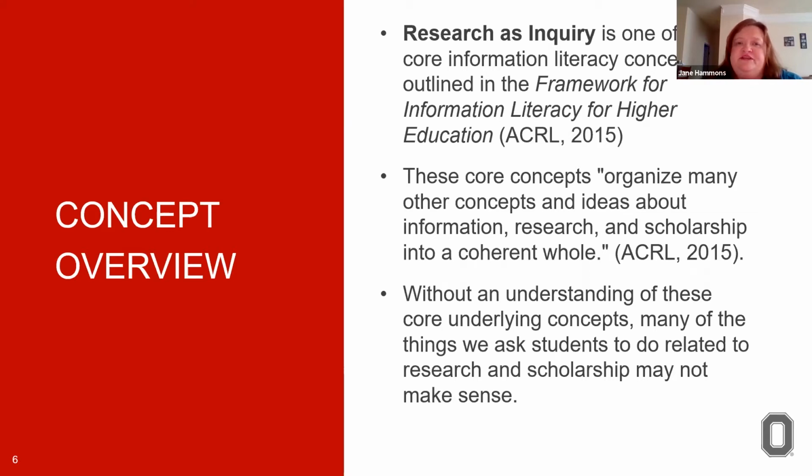So the Framework for Information Literacy for Higher Education was published by the Association of College and Research Libraries in 2015 as a way to provide an expanded and updated definition of information literacy. So previous understandings of information literacy had been very skill-based. So being information literate was about being able to find, evaluate, and use information. The framework presents a conceptual view of information literacy, and it takes the perspective that there are core concepts that students really need to understand in order to be able to effectively engage with information.